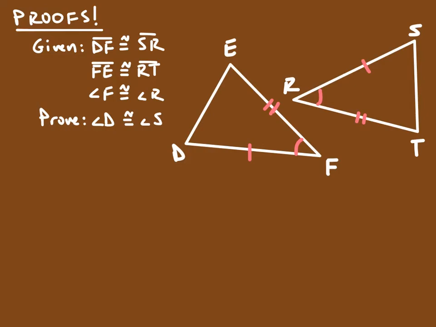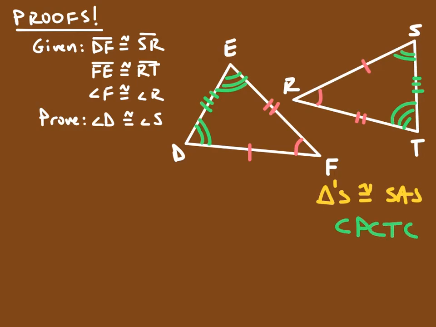Now, from this, I know that these triangles are congruent by side, angle, side. Then I know that all the corresponding parts are going to be congruent. So I can jump in here and say that DE is going to be congruent to ST. I know that angle D is going to be congruent to angle S. All right, and then I know that angle E is going to be congruent to angle T. And that's because corresponding parts of congruent triangles are congruent, so CPCTC.